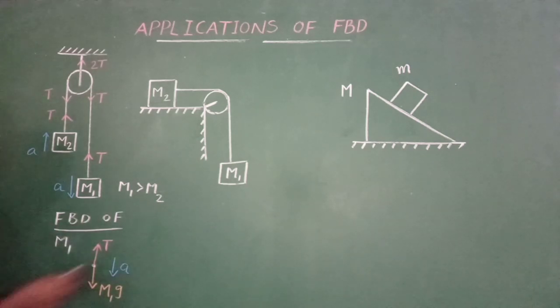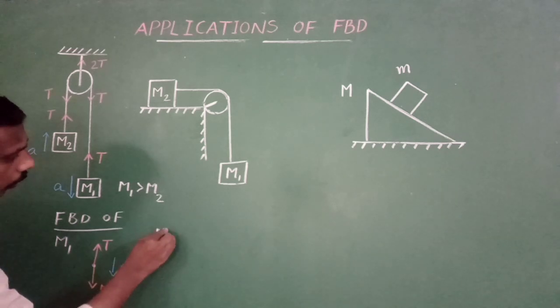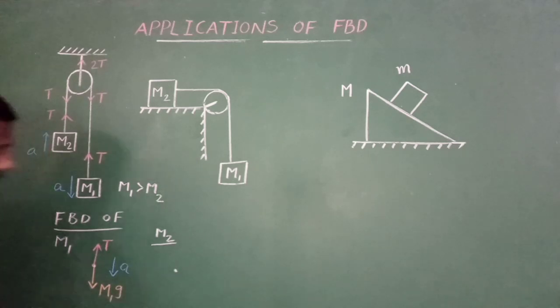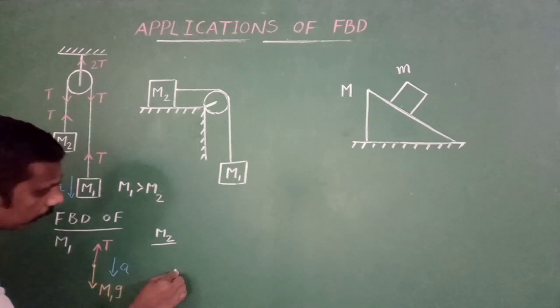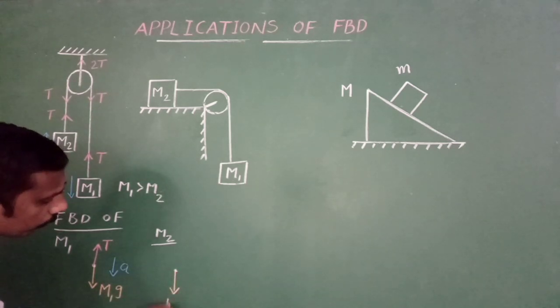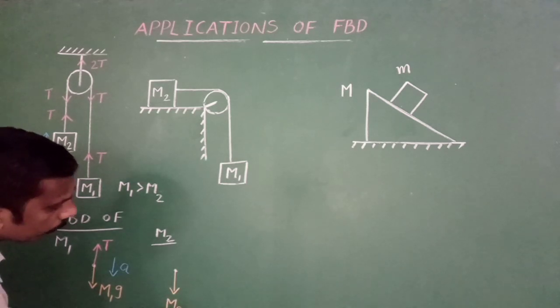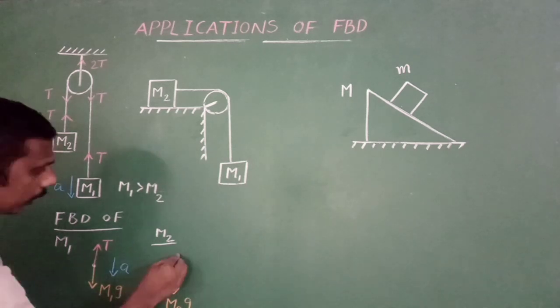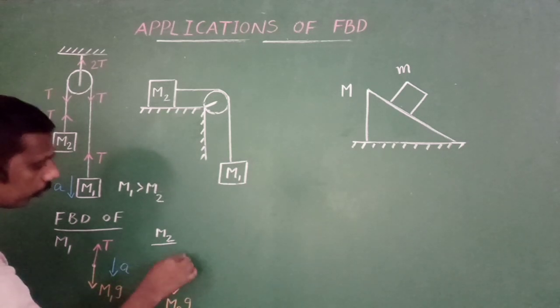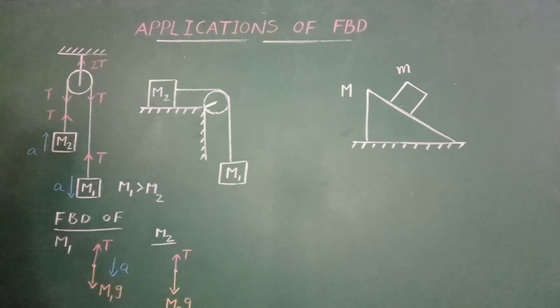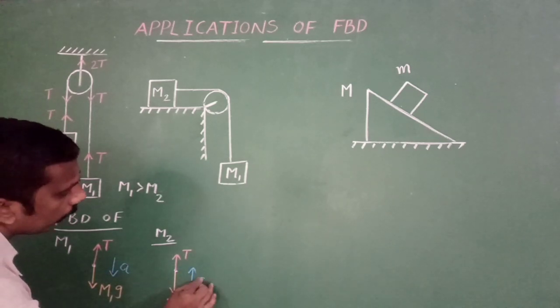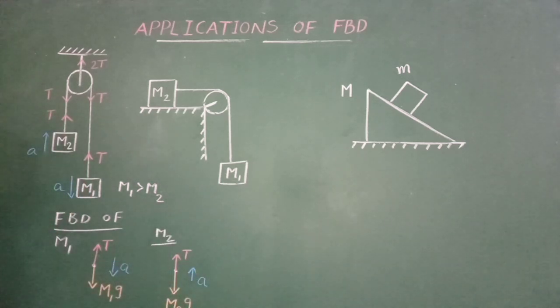Come to the second block, M2. For the M2 block, its weight M2 into g acts in the downward direction. On this block, tension is acting in the upward direction. Its acceleration is along the vertically upward direction, so acceleration acts in this direction. That is the free body diagram.